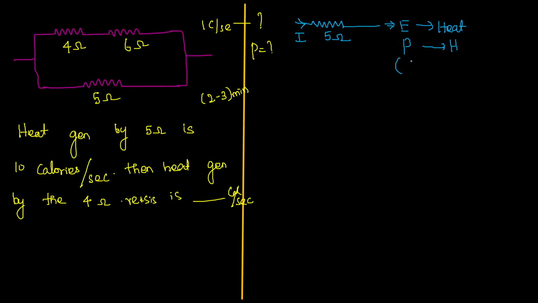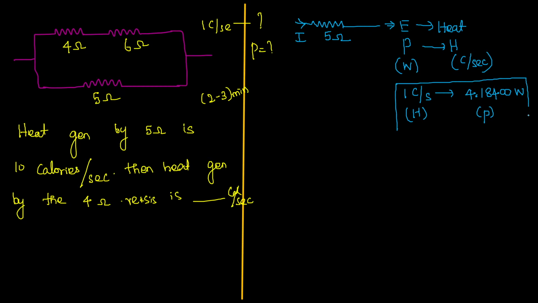We measure the power in terms of watts, while heat is measured in calories per second. Let me bring the relation. Exactly, what we can say is 1 calorie per second in the heat domain is equal to 4.18400 watts in the power domain. So this is heat and this is power. Just remember this.